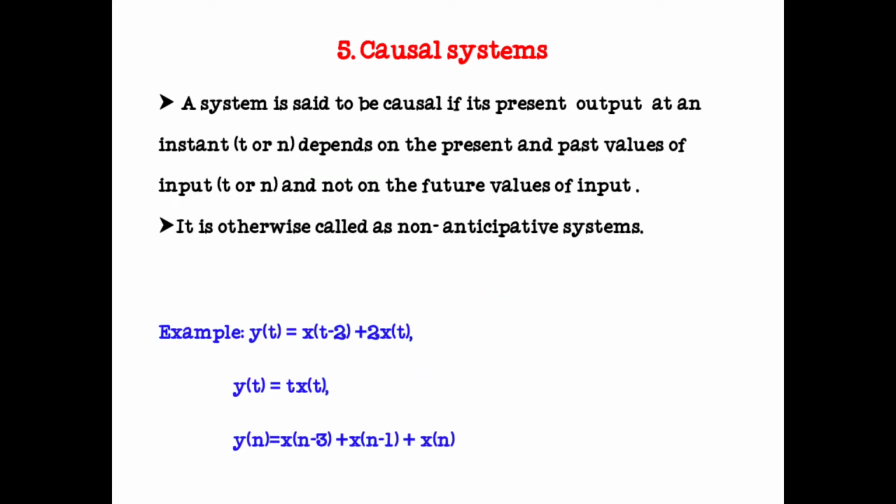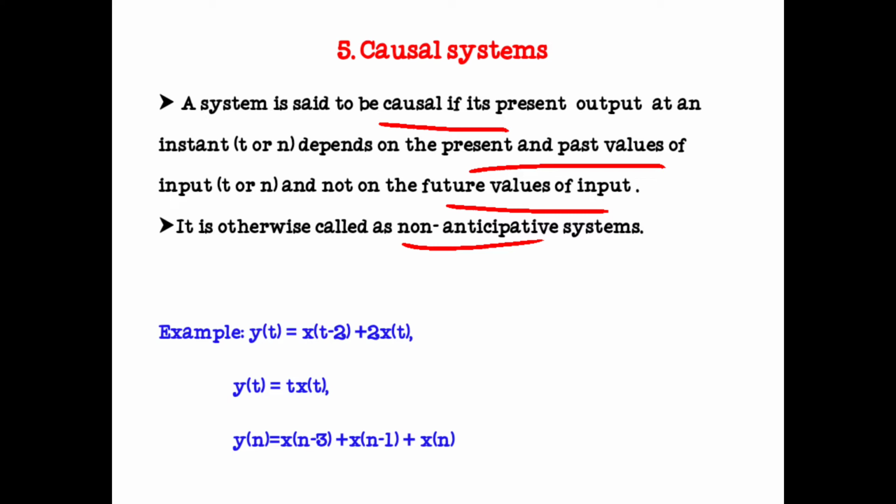So what about causal system? A system is said to be causal if its present output at an instant t, or it may be continuous or discrete, depends on present and past values of input and not on the future values of input. It depends on present and past and not on the future values of input. It is also called as non-anticipative system.